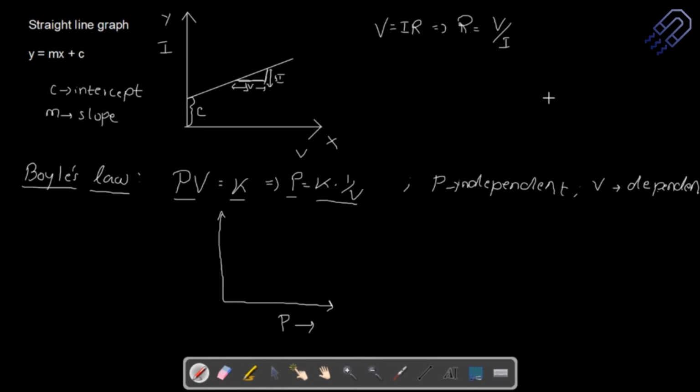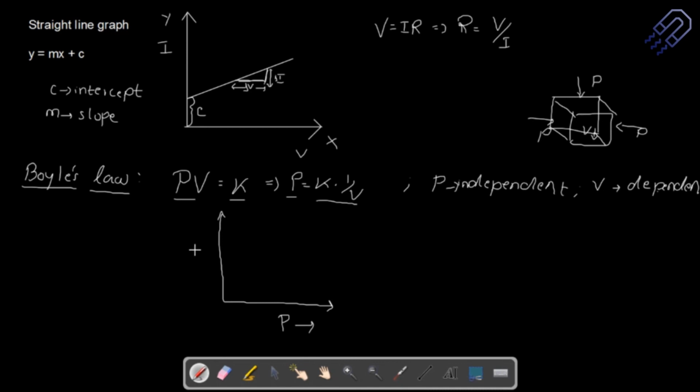So if you have, let's say, a balloon, or maybe a box whose surfaces can be moved, and you apply some kind of pressure, you are going to see that the volume will change. It will decrease in this case because you are applying pressure from all sides. So if you consider this condition as per Boyle's law, we can say that the pressure is independent and the volume is the dependent factor. It depends on the pressure.